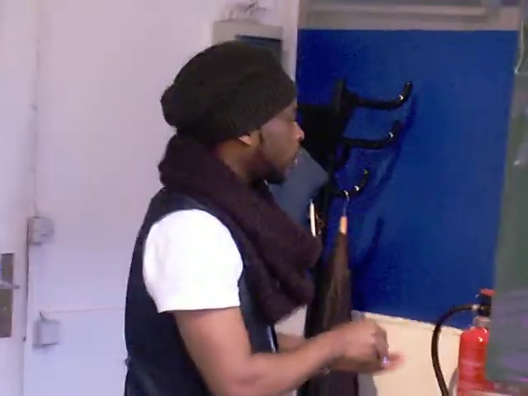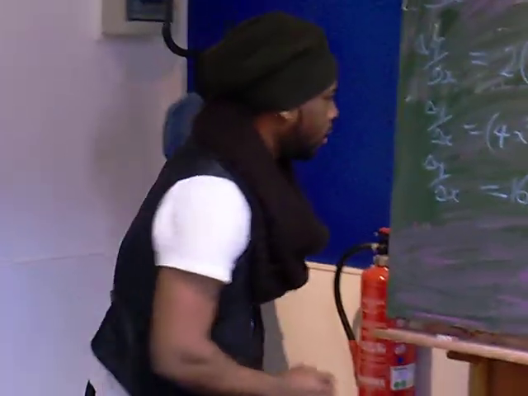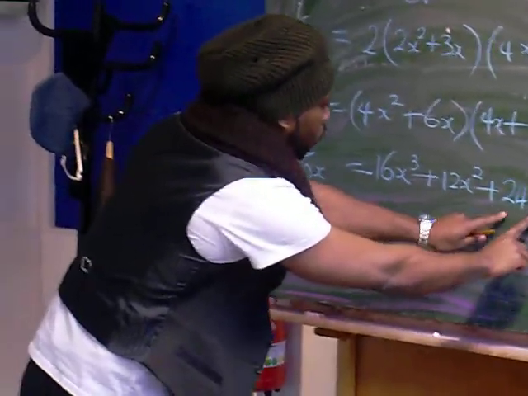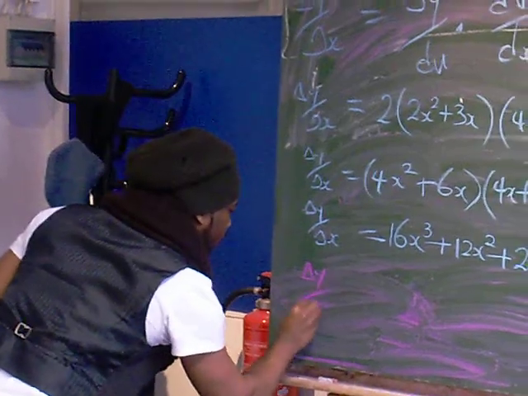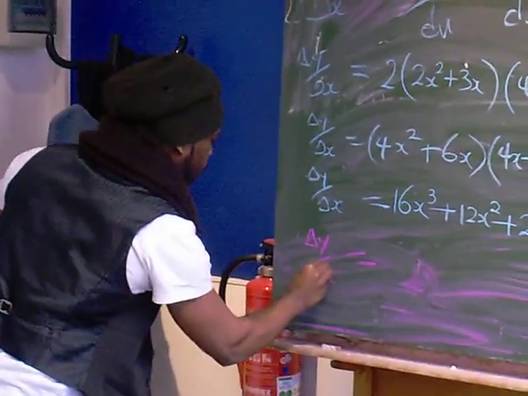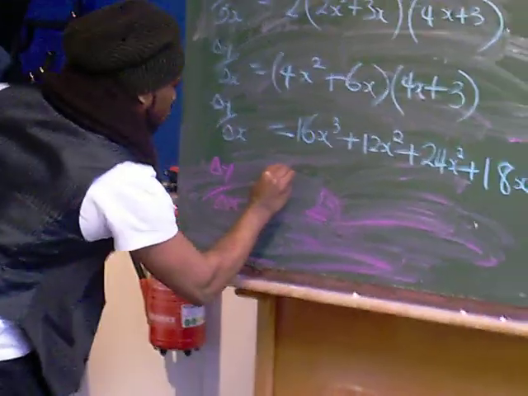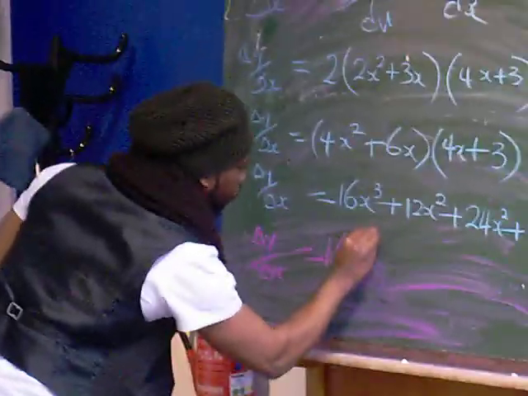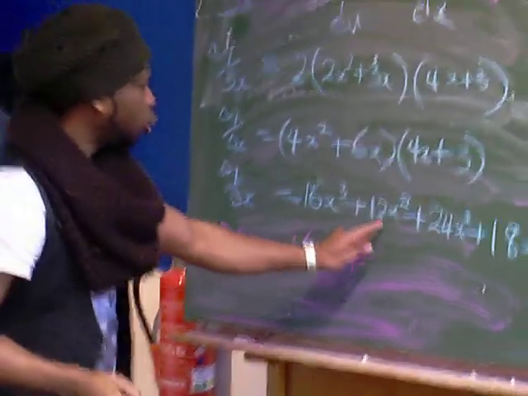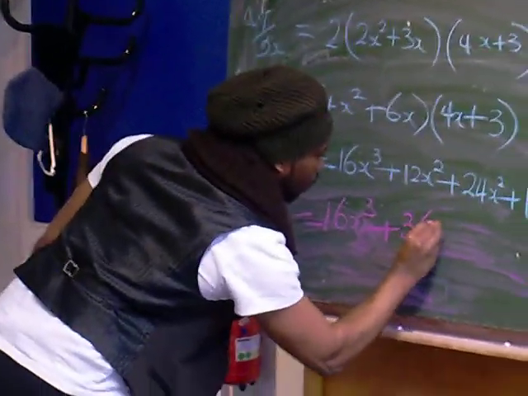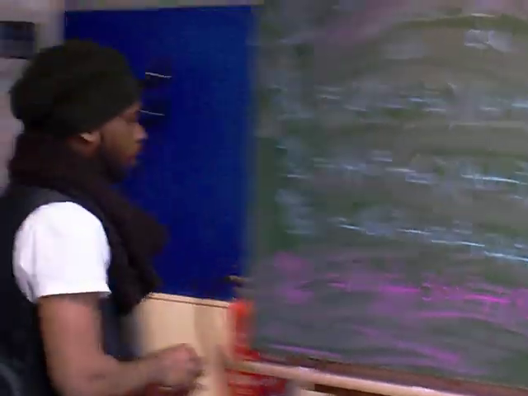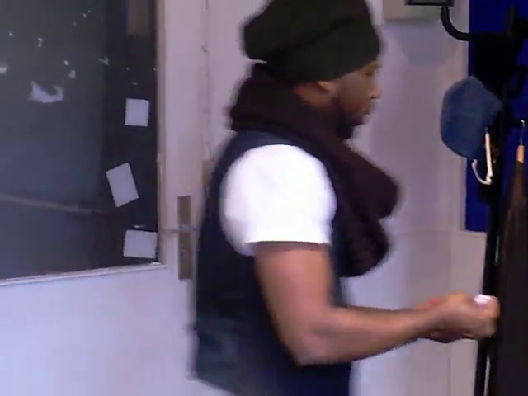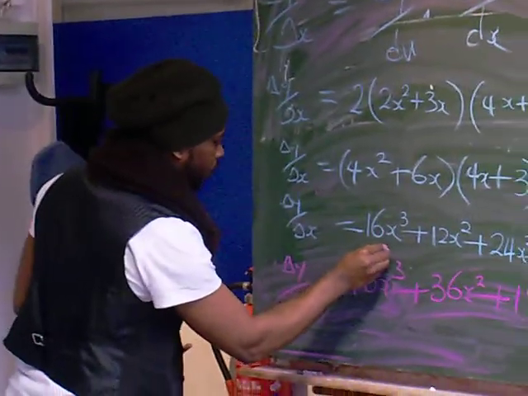Okay, now in this case we are going to be collecting like terms. I think we have some like terms there. You can look, we have 12x squared here and 24x squared here. So we're going to bring them together. At the end of the day, the dy/dx is equal to 16x raised to the power of 3 plus 12 plus 24. We have 36. 36x squared plus 18x. Yeah, this is our derivative. This is our derivative.